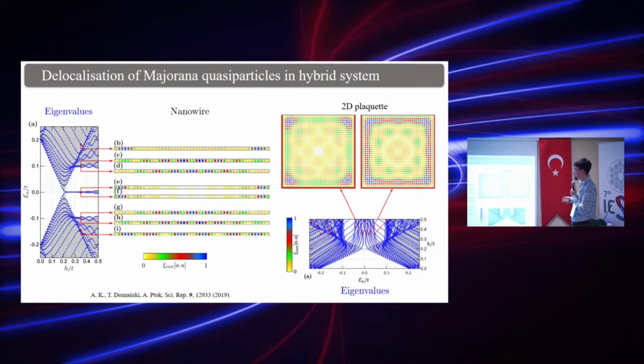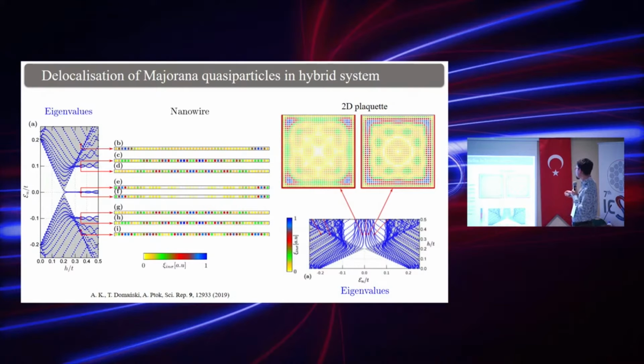So we have a 1D nanowire. These dots show the probability of localization of the wave function on the nanowire, and eigenvalues. At zero energy, we can see those degenerate states that are linked to the existence of Majoranas, and obviously we can see pronounced localizations at the edges of the system.